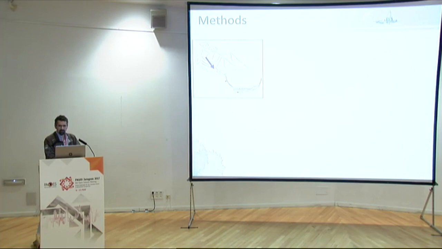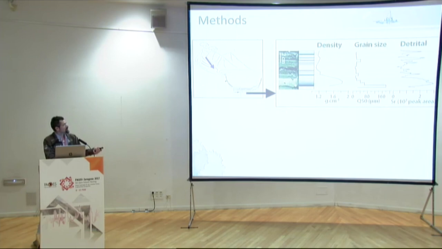So the method is rather simple. Now if you have a mountain and you have a lake, when it rains, you have sediment that comes from the mountain and goes down to the lake. It's pretty simple. And then you get this type of specific layer. And we have developed a method that is more or less a unified protocol to detect this type of event.